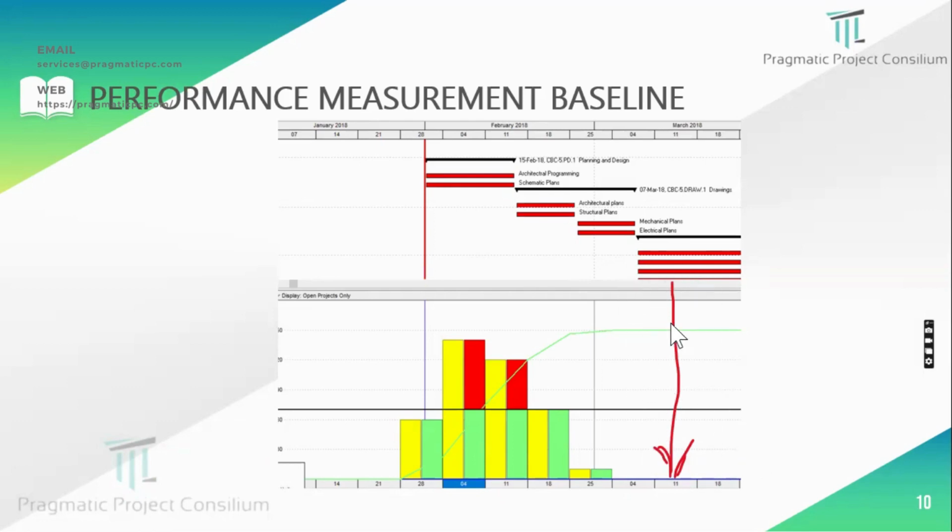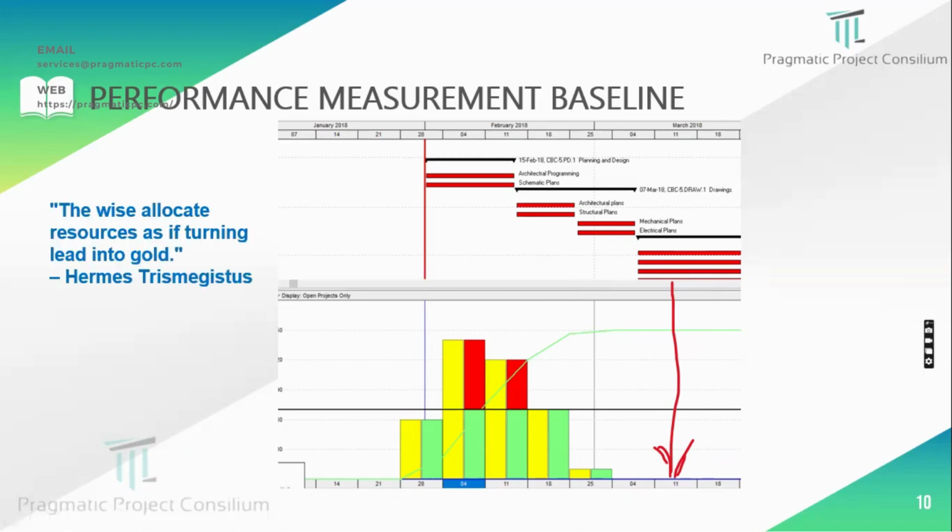And we have to study how the distribution occurred, and what things are required to control this distribution. "The wise allocate resources as if turning lead into gold." Hermes Trismegistus has a very famous statement. So resource allocation is very important as far as PMB budgets and the monitoring part are concerned.